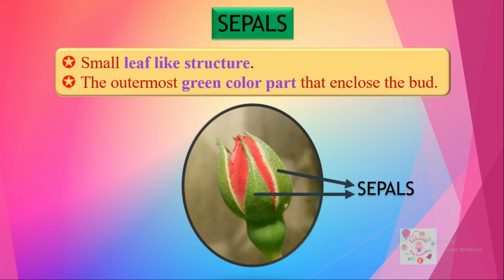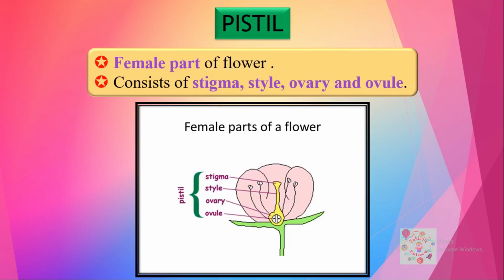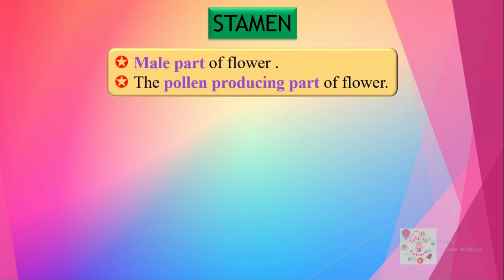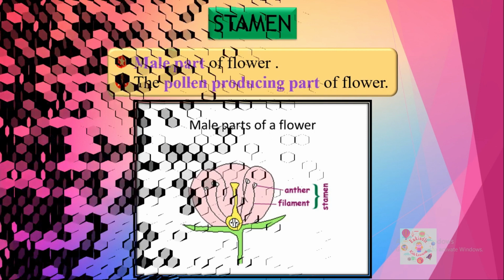Now let's move forward. So now let's study about pistil and stamen. I've already told you pistil is a female reproductive part. It consists of stigma, style, ovary and ovule. What about stamen? Stamen is a male reproductive part of a flower, the pollen producing part of the flower. Stamen has two parts, that is anther and filament. Anther produces pollen grains.